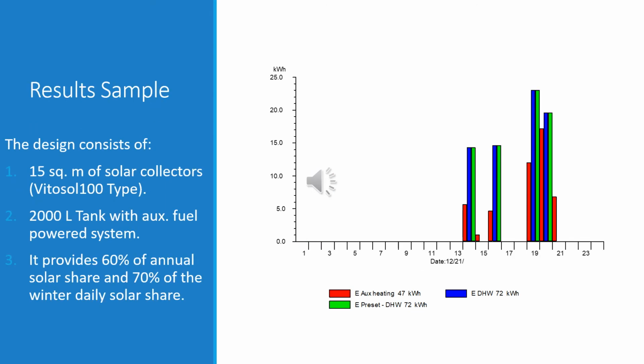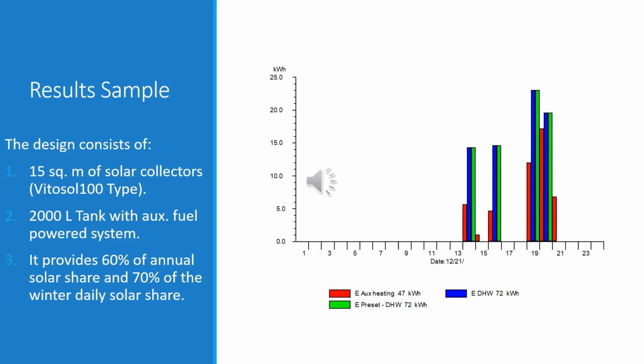And this chart for the same system is for the 21st of December. As we see, we can fulfill the needs of the hot water, and this system consists of 15 square meters of solar collector.